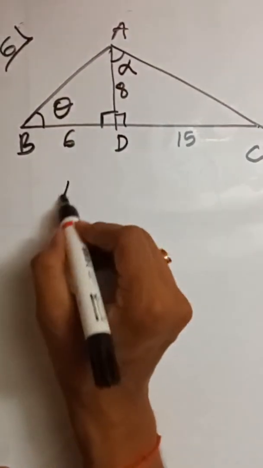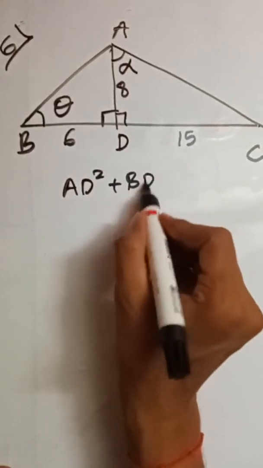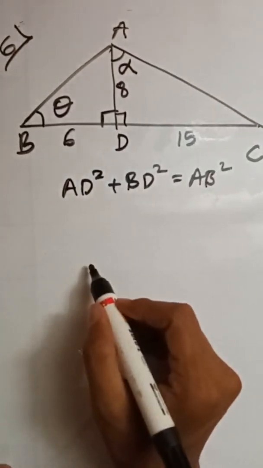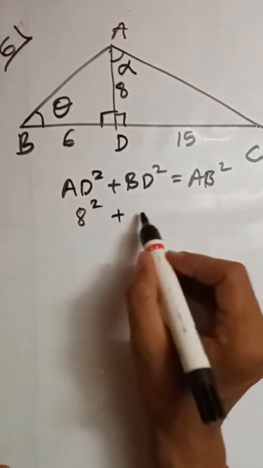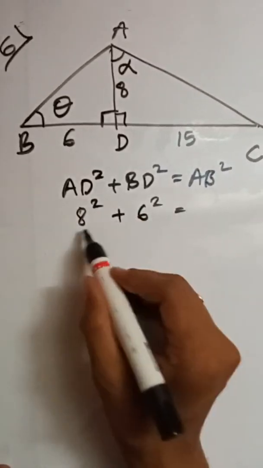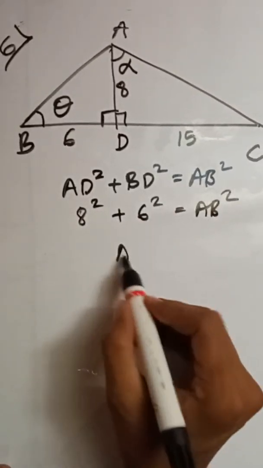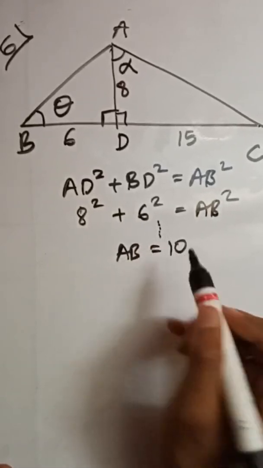I'll just give you the statements. In this triangle it will be AD square plus BD square equals AB square. Put the values here. 8 square plus 6 square equals AB square. Find this value. You should get the value of AB as 10. Do the calculation yourself.